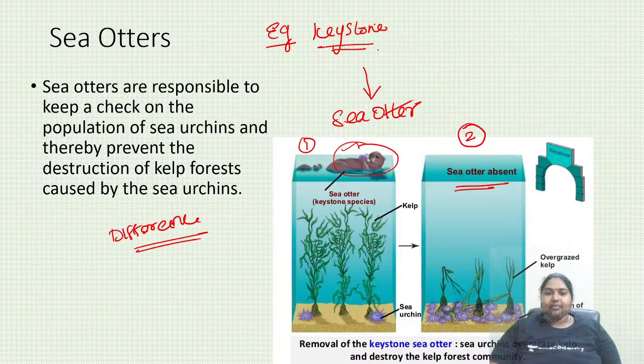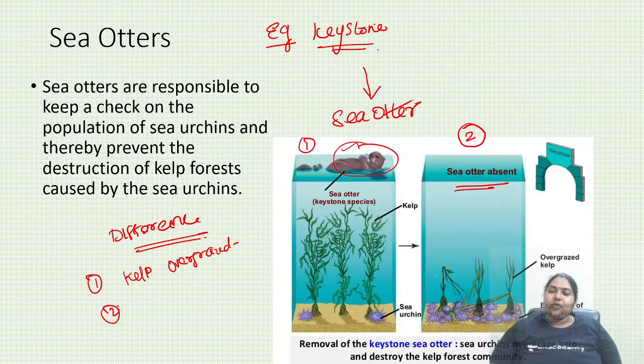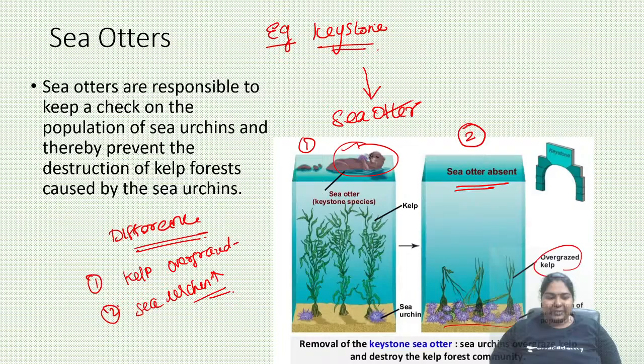What has happened there? What is the difference taking place between these two things? The kelp is overgrazed, isn't it? That is totally destroyed, right? Number two, you can find there are more sea urchins. There is no one to check the sea urchins, so the sea urchins became more in number. And the kelp is totally eaten by too many sea urchins. So that is the overgrazing.